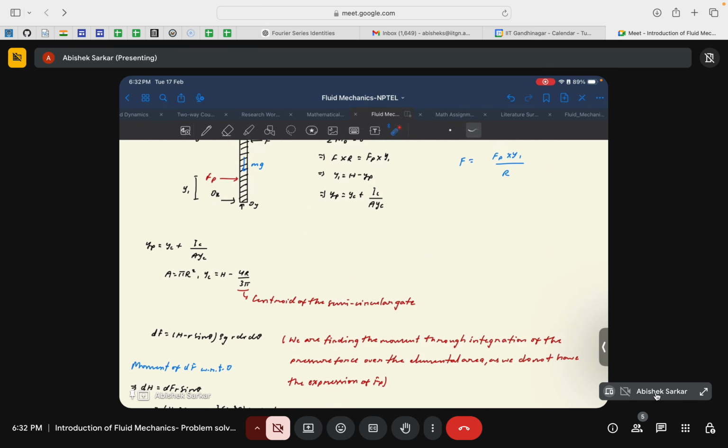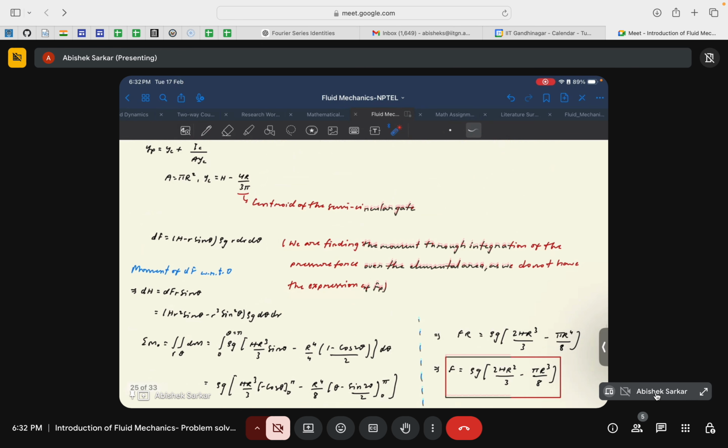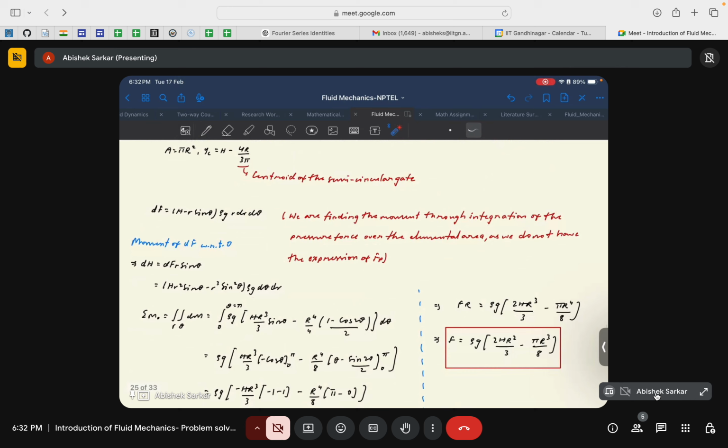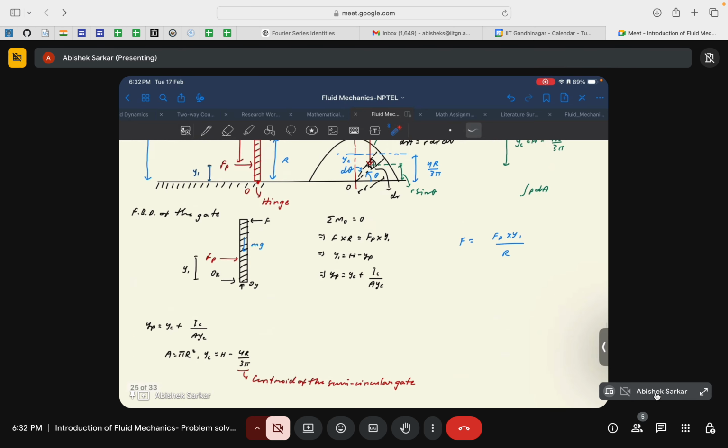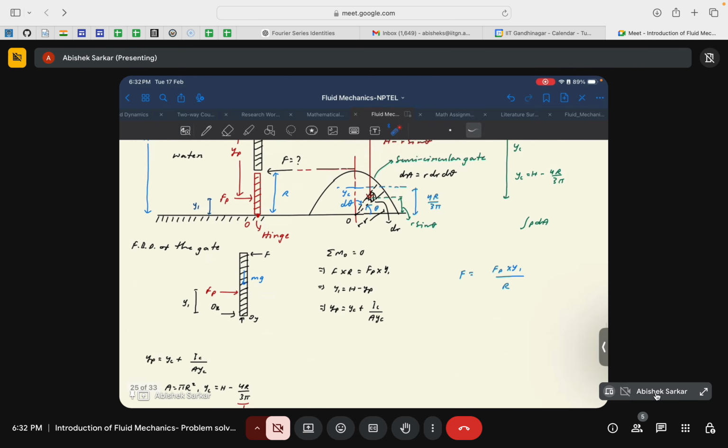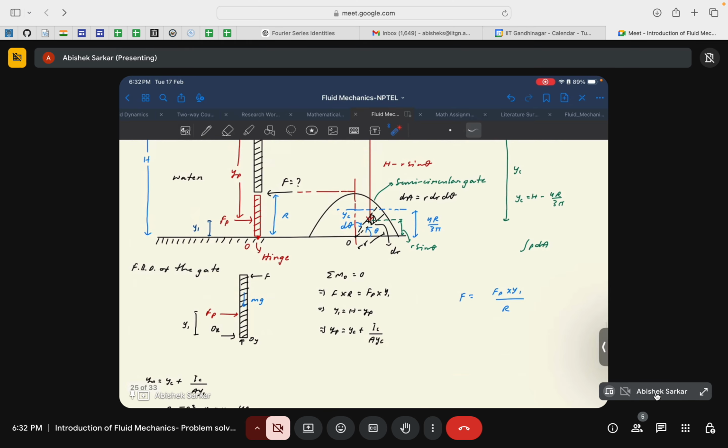Let us do that. So if F is this, then dH would be dF R sine theta. Now you might ask how it is there. Let me just go back. I'm going to and fro a lot, so I apologize for that.